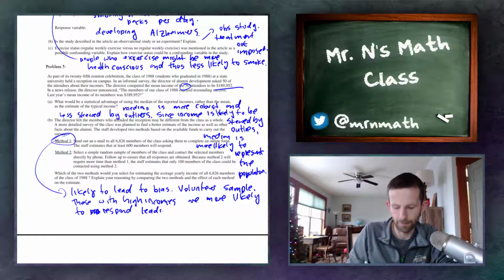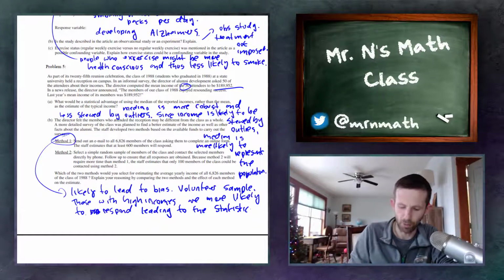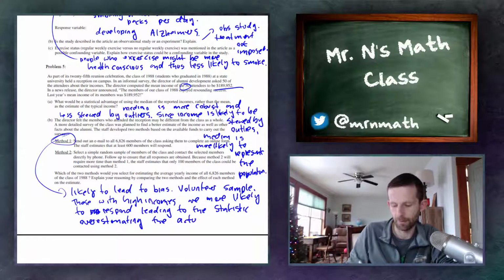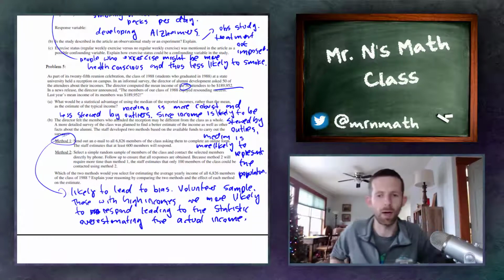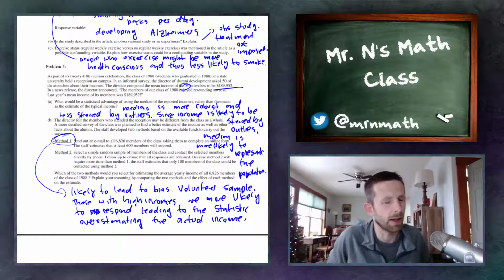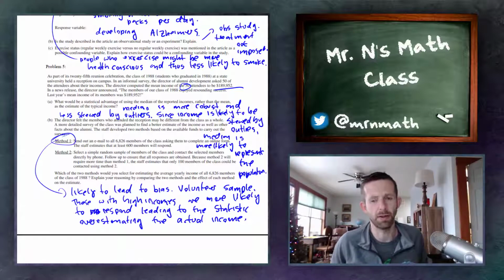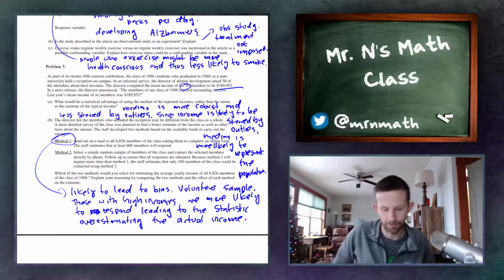Leading to the statistic overestimating the actual income. So we say why that's a problem and what direction you have the bias going.